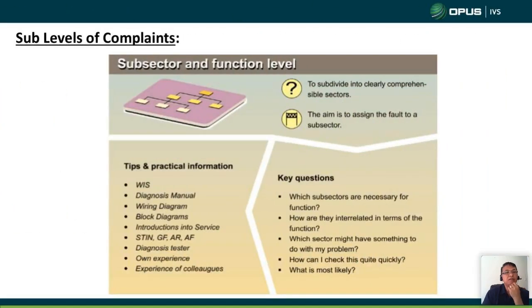So the subsystem or sub-sector and function level. This information is based on the dealer point of view. If you have the workshop information, that's your practical information. You can check any diagnosis manual, wiring diagram, block diagrams, service information, diagnostic tester, and also base it on your own experience, and of course with the help of other colleagues if they have encountered this kind of issue before.